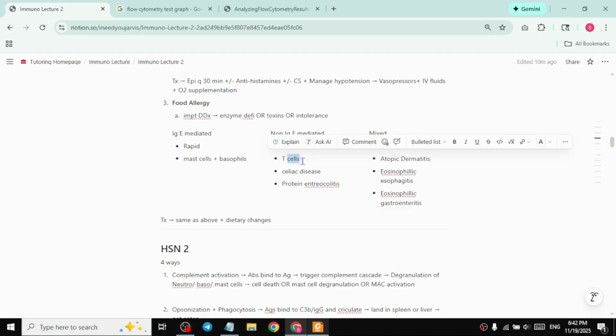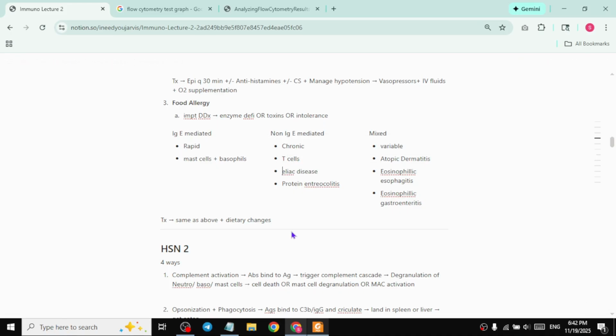So compare these two cell types. Because mast cells and basophils are granulocytes, they have quick degranulation, but T cells don't do that. They're not granulocytes. They take their time and destroy tissues in the long term, right? Celiac disease, food protein-induced enterocolitis, or protein enteropathy, that's what you're looking for here.